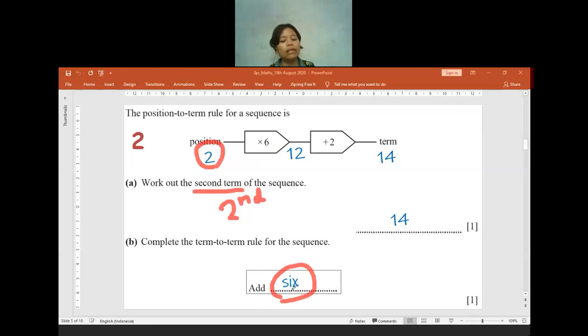Why do I have to write at 6? Because the position number is multiplied by 6. So it means the position to term rule will be at 6.